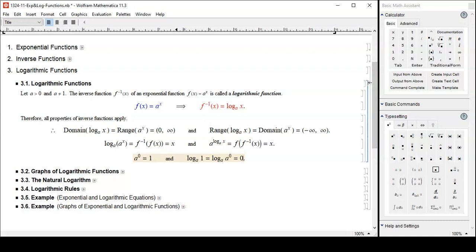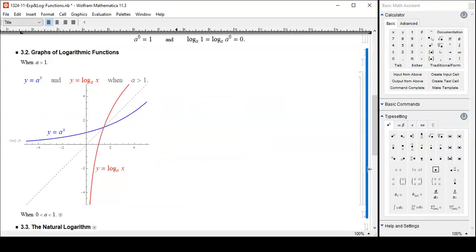And that's going to be confirmed by any kind of graph right here. The exponential function goes through 0, 1. The log function goes through 1, 0, depending upon a values. Here, the a value looks pretty small, so the graph is very flat. And we have symmetry with respect to y equals x.